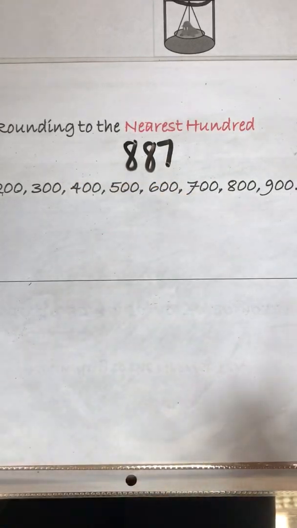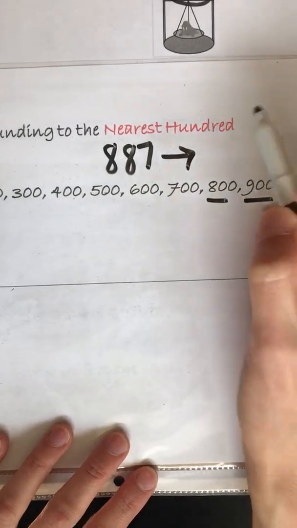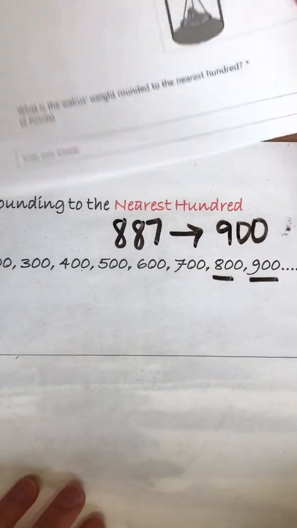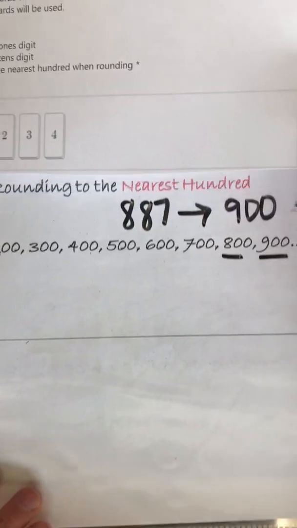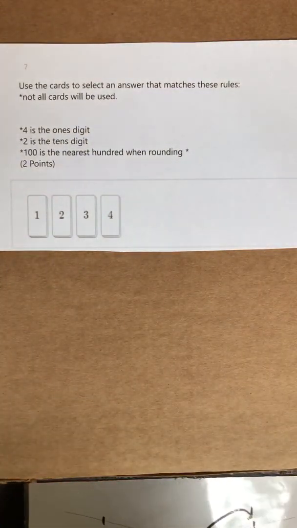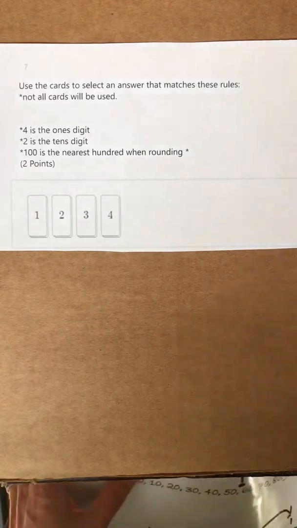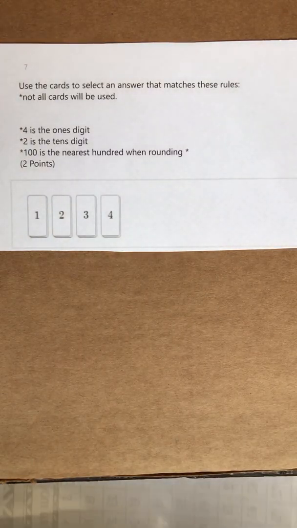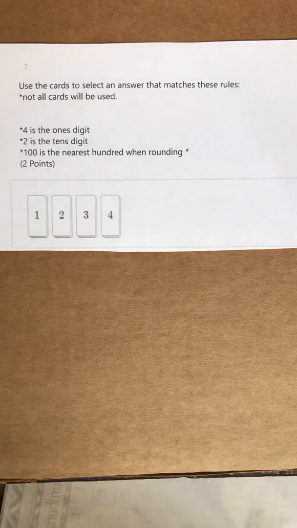Okay, friends, great job. You should have told me that 887 is between 800 and 900, but it rounds up to 900. Okay, let's take a look at number 7 together. Number 7 is a little bit different. Number 7 says use the cards to select an answer that matches these rules. Not all cards will be used. 4 is the ones digit, 2 is the tens digit, and 100 is the nearest hundred when rounding.